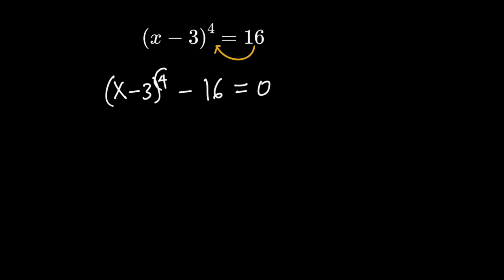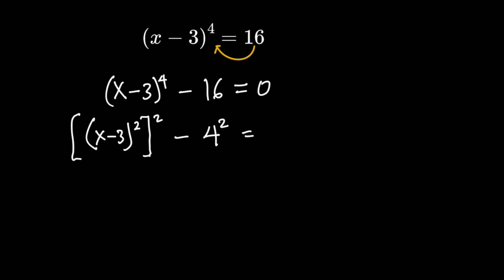Now, because we have a power of 4 right here, I'm going to rewrite this in such a way that I can express the whole equation as a difference of two squares. Why? Because this number is a very good number. So this is the same as ((x - 3)^2)^2, then minus 16, which is also 4 squared, equal to 0.